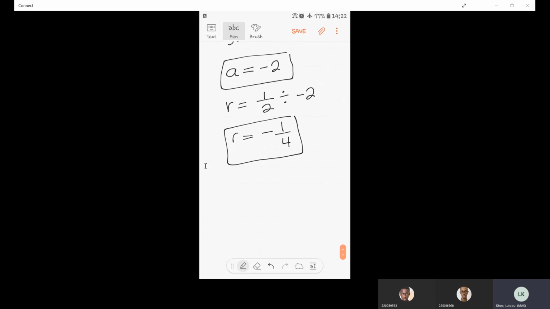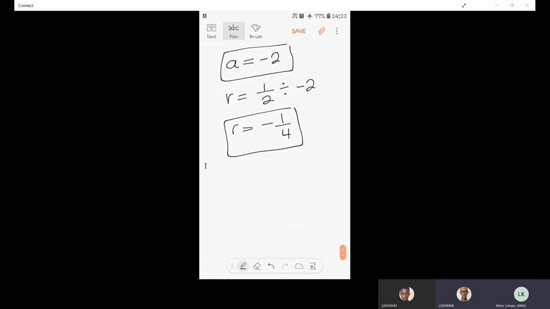Then I need to work out how many terms I have in this sequence. To do that, I will write down the formula for Un. This is A, which is negative 2, multiplied by R, which is negative 1 over 4, to the power of n minus 1. And this should be equal to the term that I stopped at, which is negative 1 over 32,768.